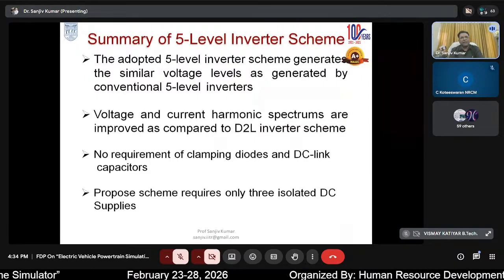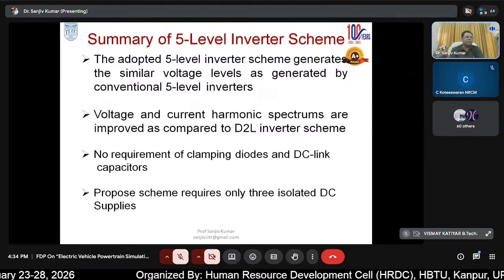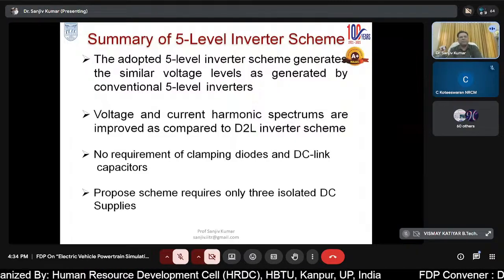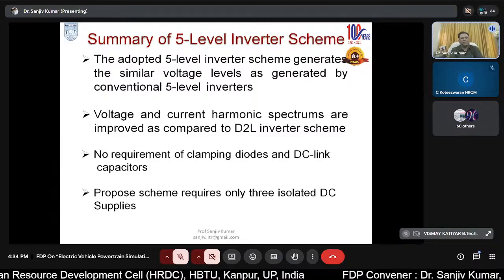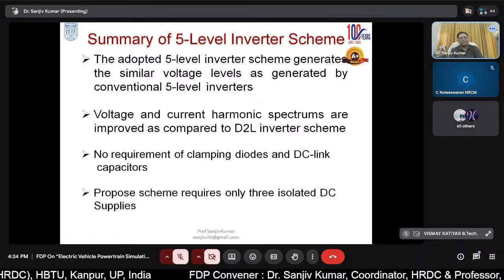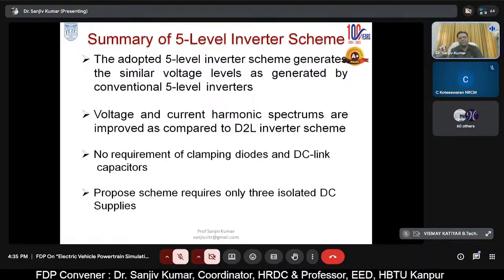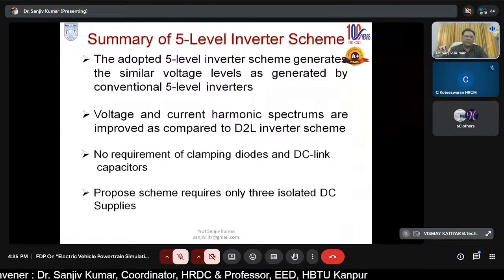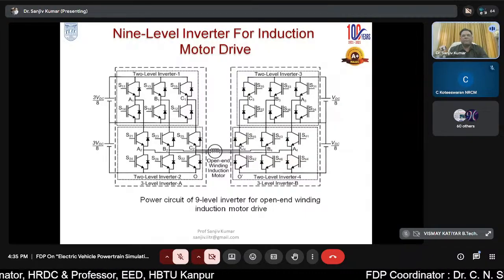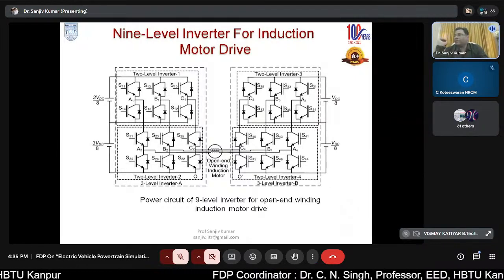And again, no clamping diodes are required. In terms of components, all the advantages which are in the 2-level inverters, this D2L inverter, the same type of advantages are in the 5-level. It uses no clamping diode, no flying capacitor, and fewer isolated DC links as compared to CHB. All those advantages over the conventional ones are there. Now after that we developed the 9-level inverter, and there are so many things.